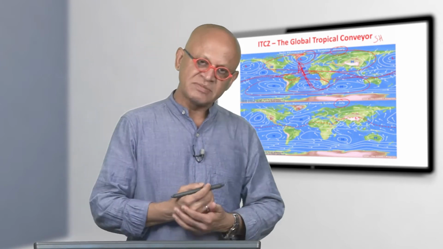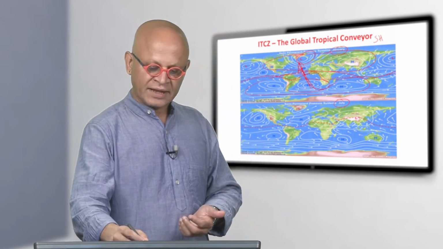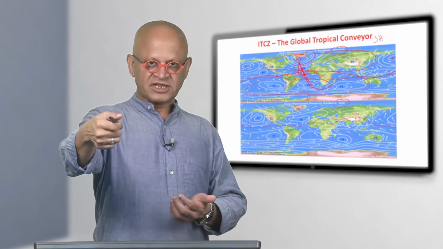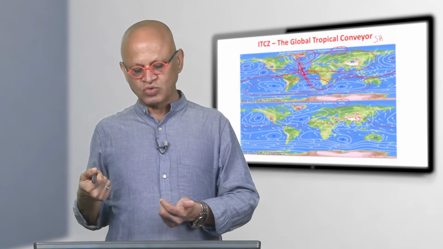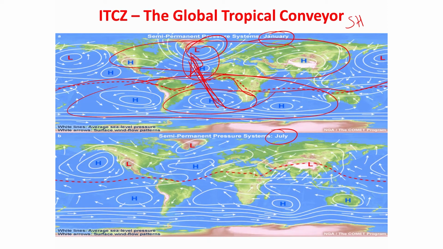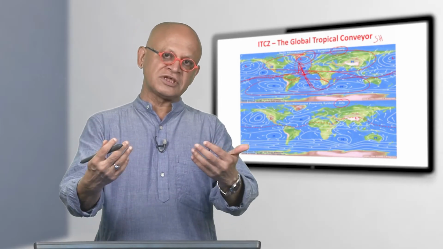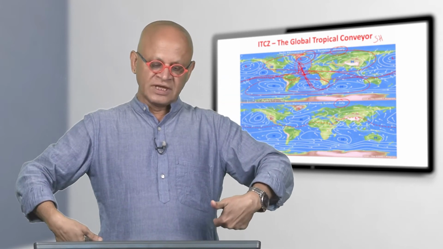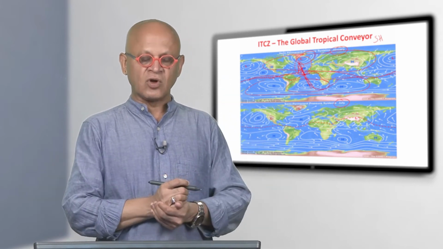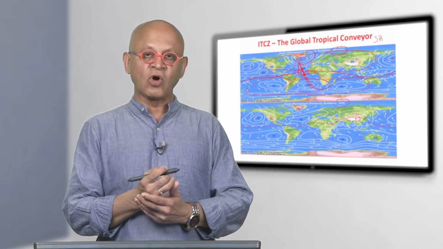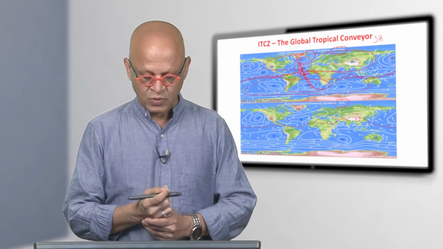So to keep energy balance, the atmosphere has to export some energy back to the south, and that happens where the ITCZ is. So the ITCZ has to go to the north and export energy to the south. Hence the ITCZ often is called the meteorological equator or the energy equator.